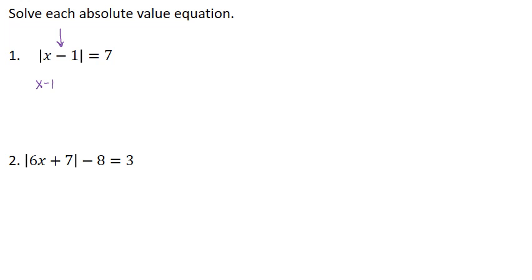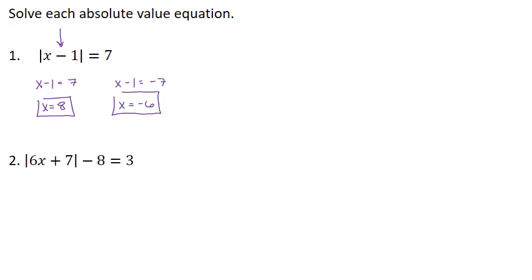Take the inside, and you're going to set up two different equations because there could be two answers here. The first one, I'm going to set equal to the 7 because that's what I need it to equal, but you could also set it equal to negative 7 because of the absolute value. Solving both of these, on the first one, if you add 1 to both sides, you get x equals 8. On the second one, if you add 1 to both sides, you get negative 6.